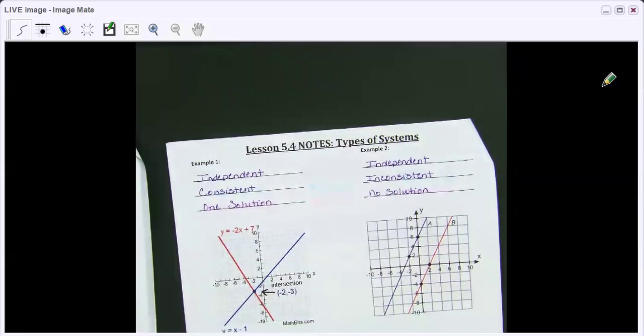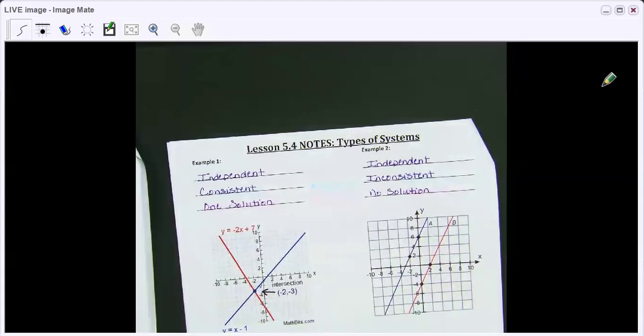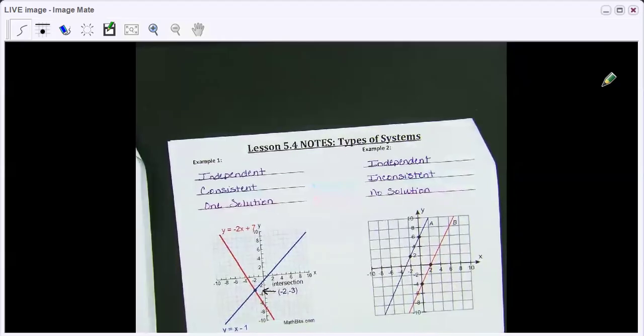Okay. Can you put just the difference? What do you mean? Like if it has one solution, then we put one. Yeah. Like if it had no solution, then it'd be 0. Sure, you could do that.